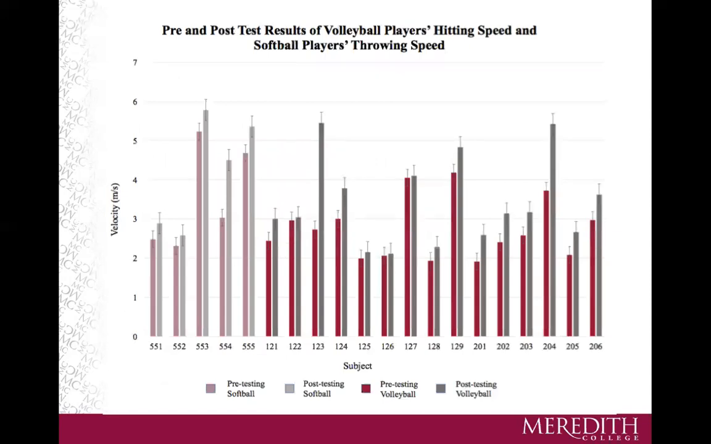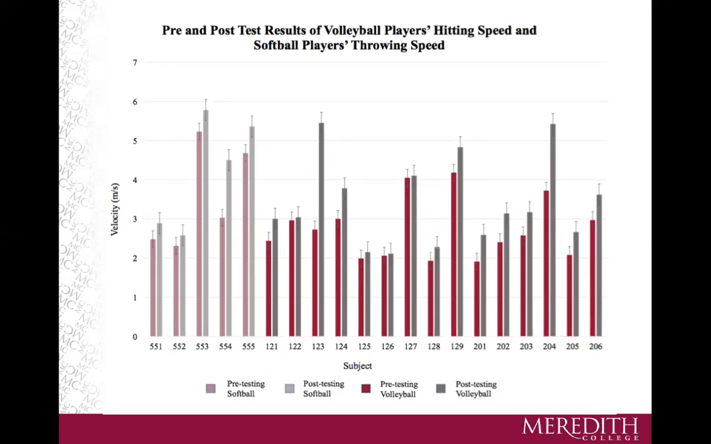This graph shows the pre and post-test results for the volleyball athletes' hitting speed and the softball athletes' throwing speed. It's important to note that this graph is comparing the pre to post-testing results of hitting or throwing speed of each individual, and it is not comparing the two sports.